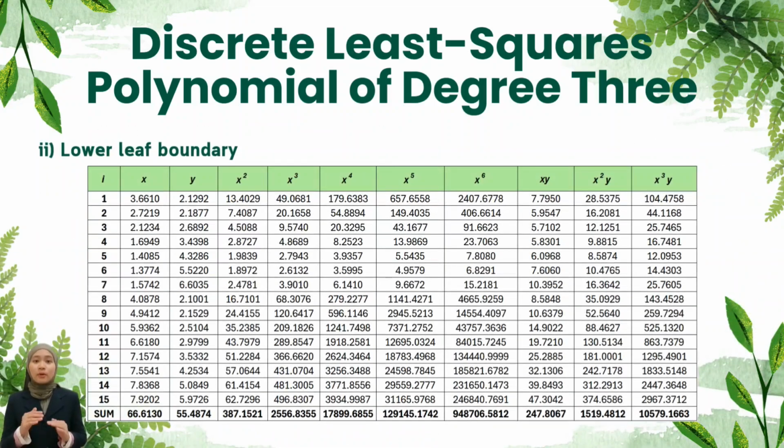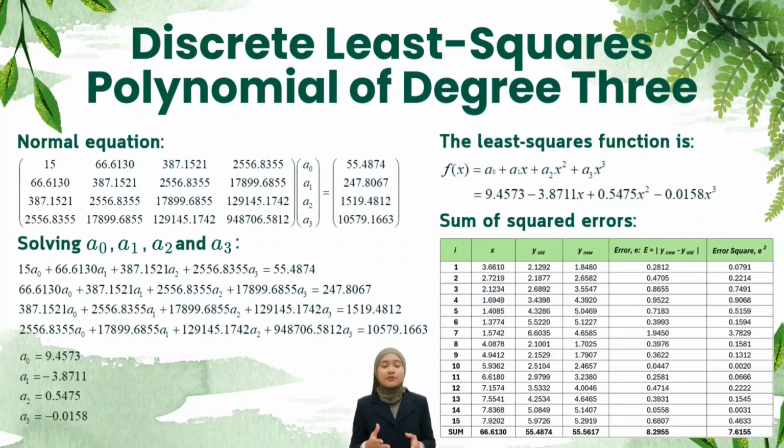Moving directly to the lower leaf boundary, we apply the exact same least squares framework to it. The second system of normal equations gave us a different polynomial. The coefficients are A0 equals 9.4573, A1 equals negative 3.8711, A2 equals 0.5475, and lastly A3 we get negative 0.0158. The final sum of squared errors for the lower boundary is 7.6155. Together, these two cubic functions successfully map the entire leaf profile.